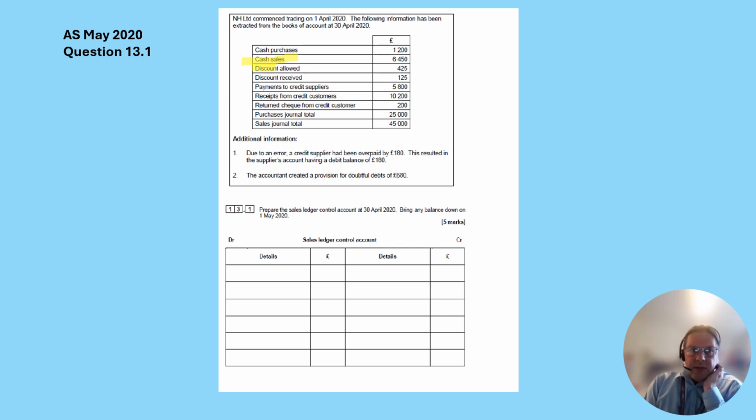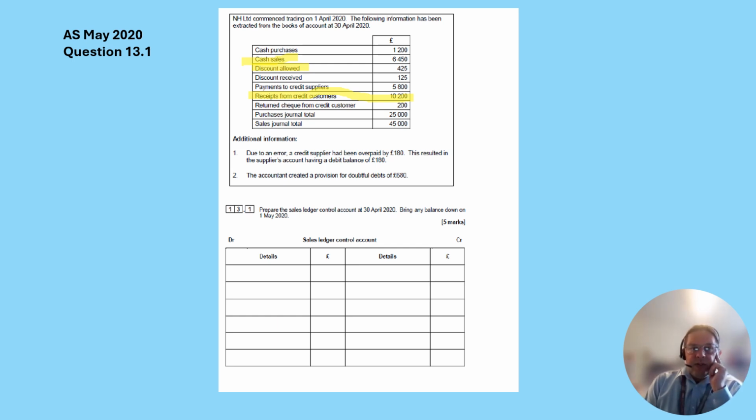Discounts allowed, as we said on the previous slide, is discounts we give our customers if they pay us quickly. So that would go on the credit side. Discounts received. Now we receive discounts from our suppliers, so that's purchase ledger, not sales ledger control. Payments to suppliers, again, that's purchase ledger control, not sales ledger. Receipts from credit customers, let's not fall for this. Receipts just means we've received money from our customers. So that's going to go on the credit side.